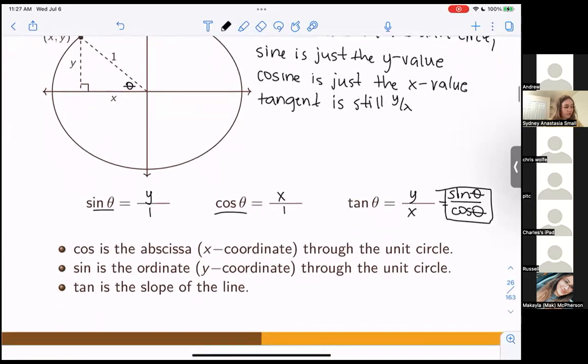Just a little bit of fancy vocabulary. Cosine is called the abscissa through the unit circle, and sine is the ordinate through the unit circle. These are just good words to know if they ever come up in a later math class, or if they ever come up when doing your ALEKS. Just know that these are two fancy words you can use for sine and cosine, and that tangent is just the slope of the radius. Tangent is just the slope of whatever that guy is.